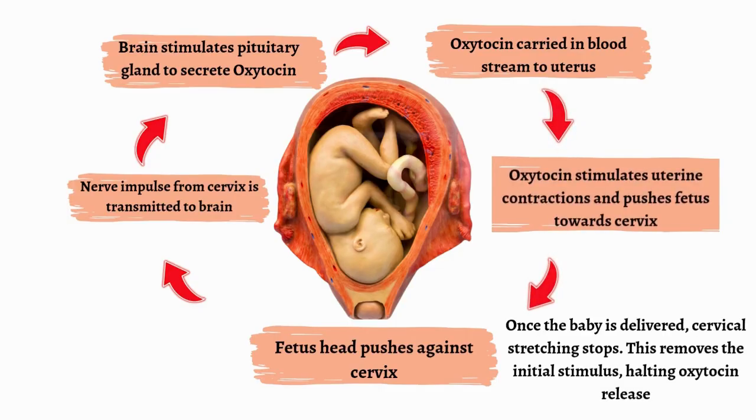Once the baby gets delivered, cervical stretching stops. This removes the initial stimulus that causes the oxytocin to get stopped. So this is the best example for the positive feedback mechanism.